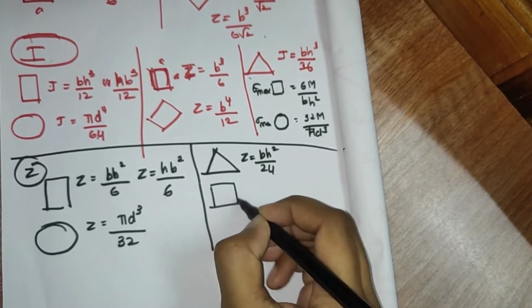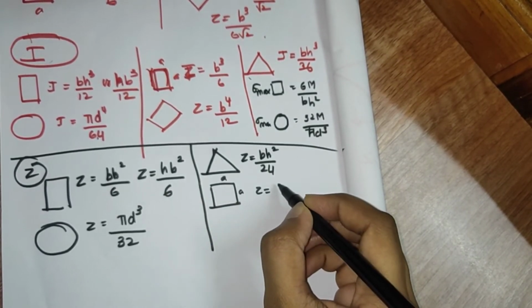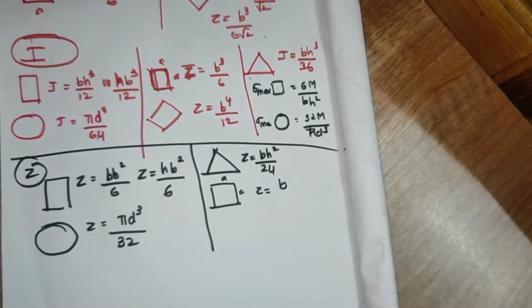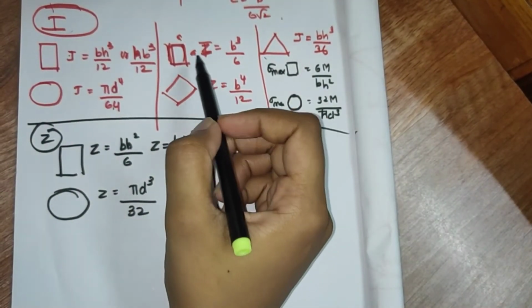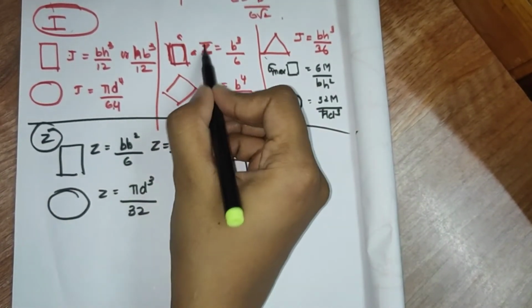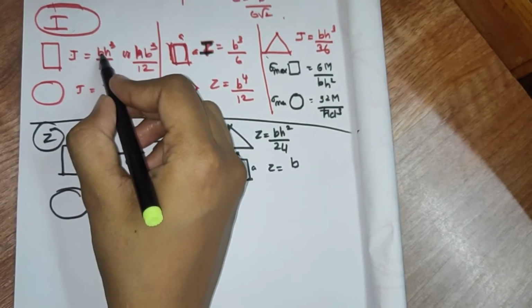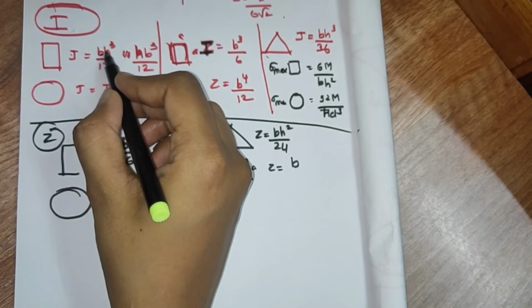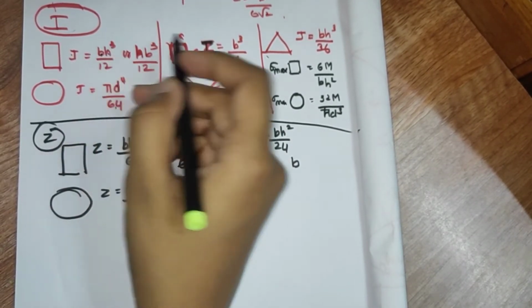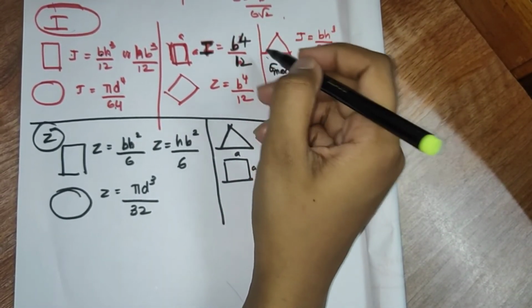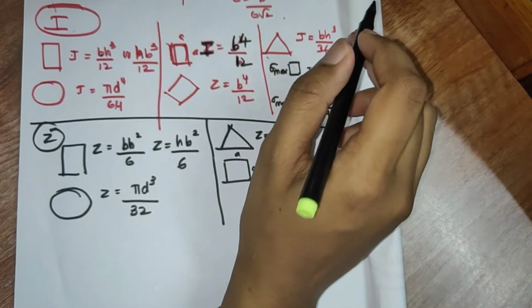And for the square, Z equal to what? I made a mistake, sorry. Here for the square, I equal to b raised to 4 divided by 12. Just substitute b instead of h. So b raised to 4 divided by 12. So that's all for the square.